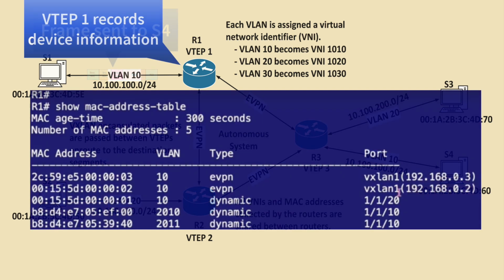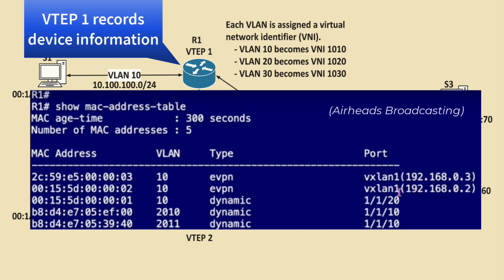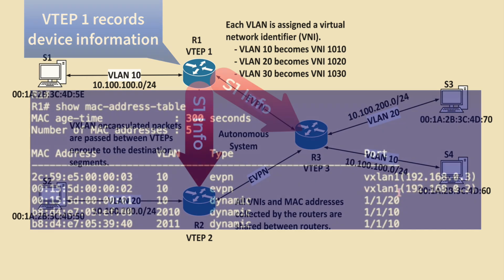Next, R1, in its VTEP role, records S1's IP MAC address information and which port it is on in its EVPN MAC address table. This is known as local learning. This is an example of a MAC address table with EVPN entries.